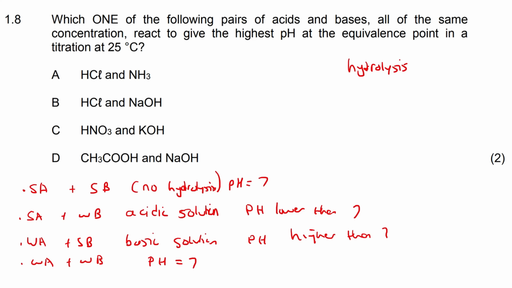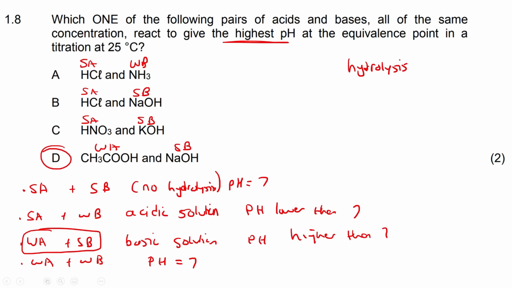So if they want you to get the highest pH, we want a pH higher than 7, then we need a scenario where we have a weak acid and a strong base. So here you just need to know your theory. This is a strong acid. This is a weak base. Okay, so it's not that one that we're looking for. This is a strong acid and this is a strong base. This is a strong acid. This is a strong base. This is a weak acid. This is a strong base. So that's the one we're looking for.